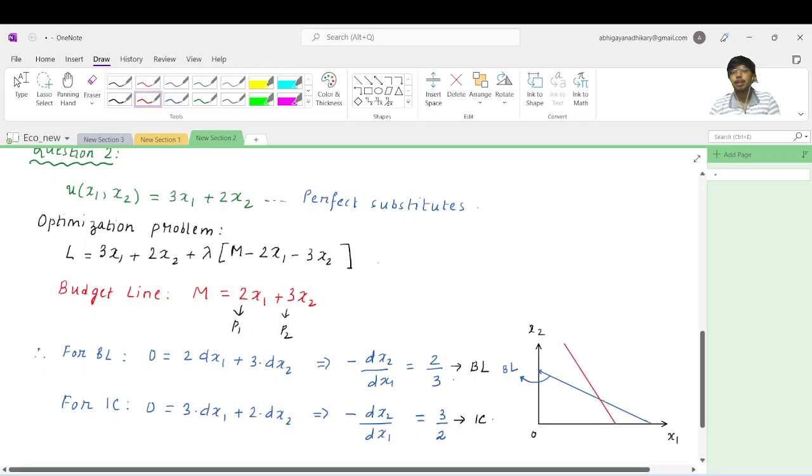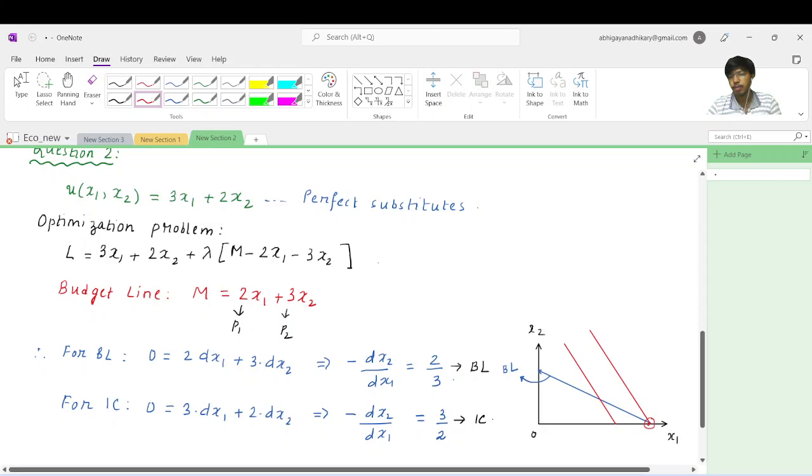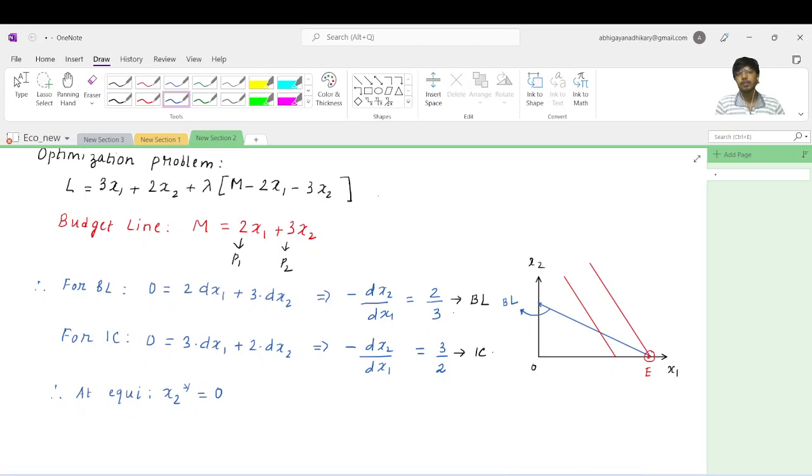So now you can understand where the optimal will take place. The farther right you move the indifference curves, where will the optimal come? It will come at the horizontal intercept with the budget line. So this is where your equilibrium will lie. Therefore, at equilibrium the consumer consumes no x2. x2 star is 0. In fact, it's evident also, because the price of good 2 is 3 and the price of good 1 is 2. Given the perfect substitutes, the consumer goes for the cheaper good, so he goes for x1.